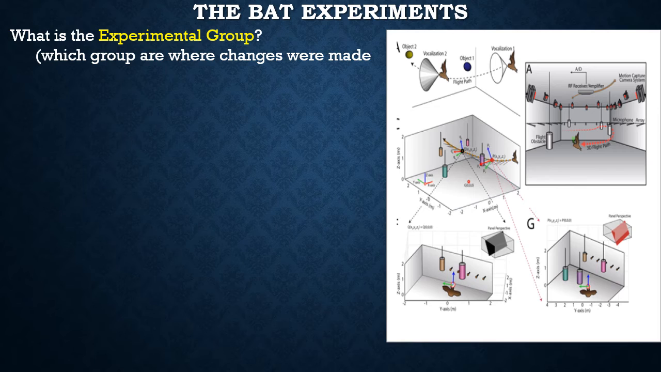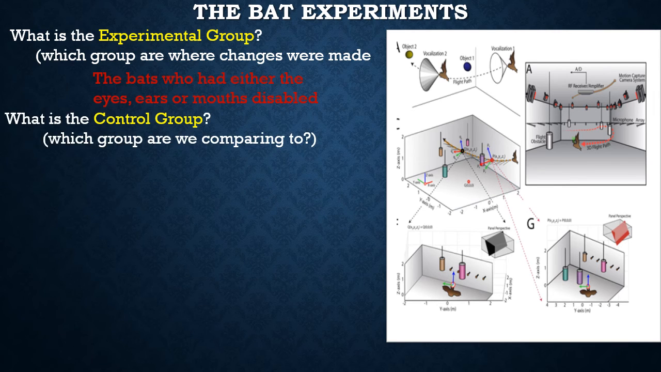So now that we've identified what was the independent variable and what was the dependent variable, the next question, well, what was the experimental group? Which group were their changes made to? In this case, they actually had 3 experimental groups. You had each of the groups who had one of the sensory organs disabled: ears, eyes, or mouth. Those were all 3 different experimental groups, which means the next question is actually easy.